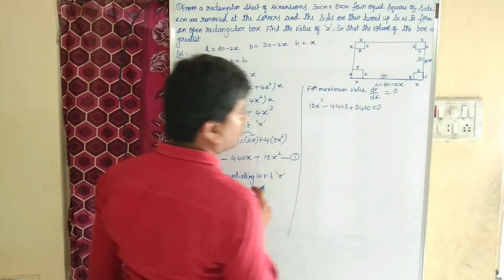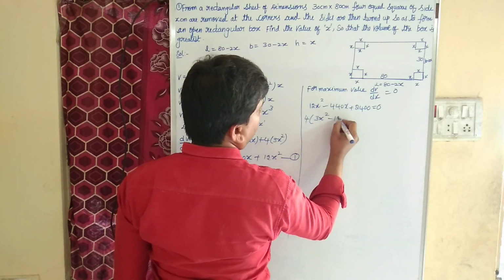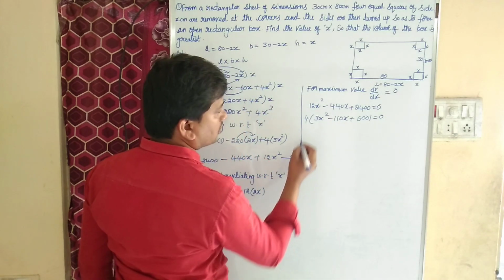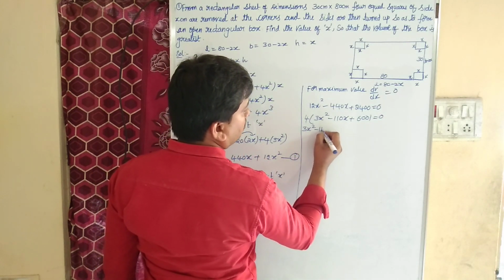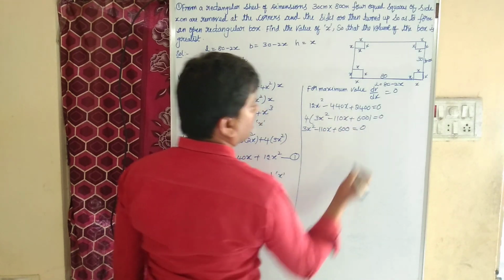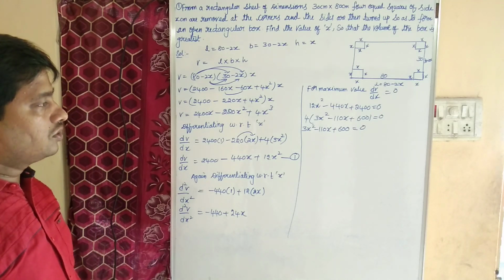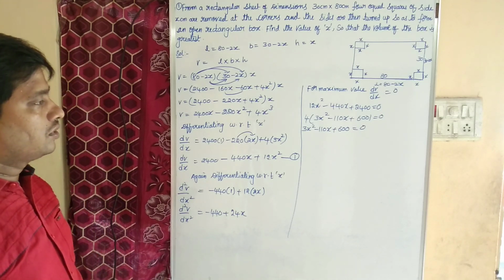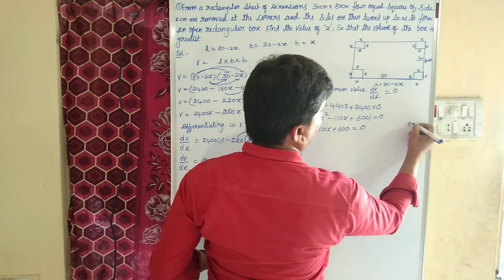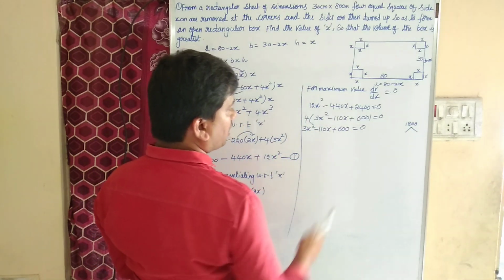I can take 4 common, I guess. If I take 4 common, 4 threes are 12, 4 into 110 is 440, 4 into 600 is 2400. So 3x square minus 110x plus 600 equal to 0. So what will we take common now? 600 into 3 is 1800. Factorization: 600 into 3, 1800.